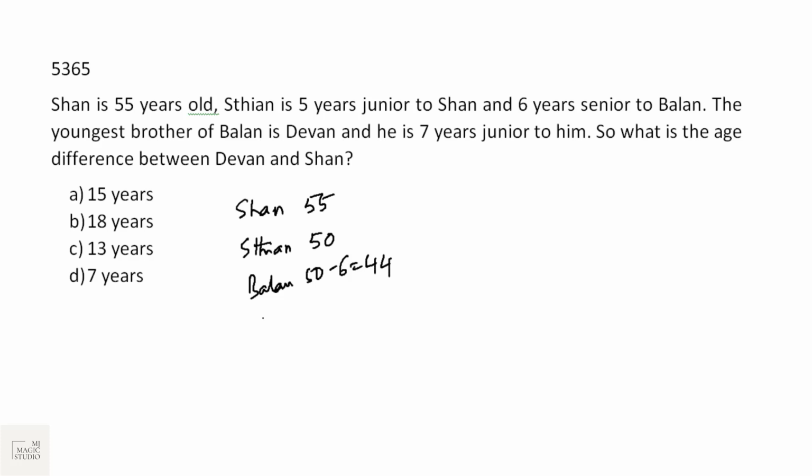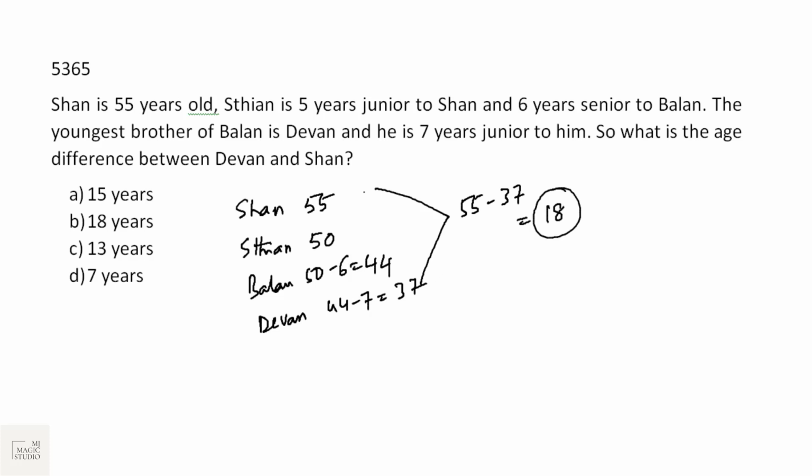The youngest brother of Balan is Devan, who is 7 years junior to him. So Devan is 44 minus 7, that is 37. So what is the age difference between Shan and Devan, or Devan and Shan? That is 55 minus 37, 18 years. Age difference between Devan and Shan should be 18 years. Option B is the pick.